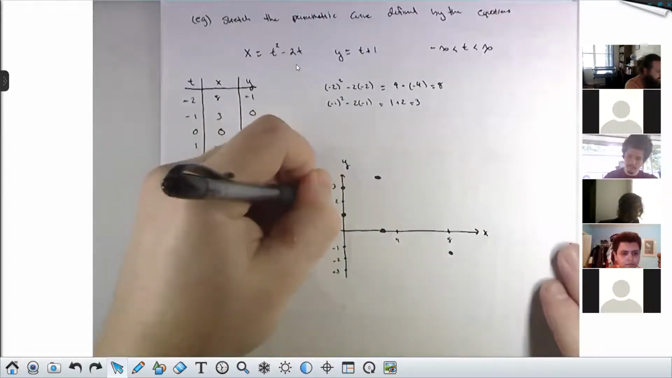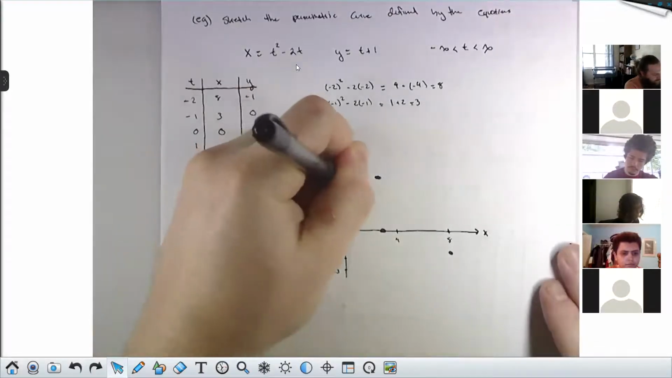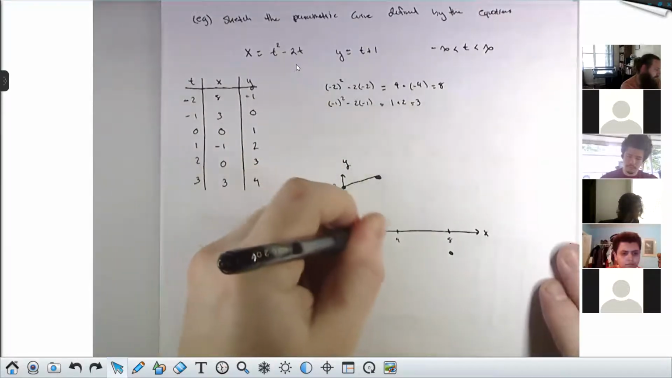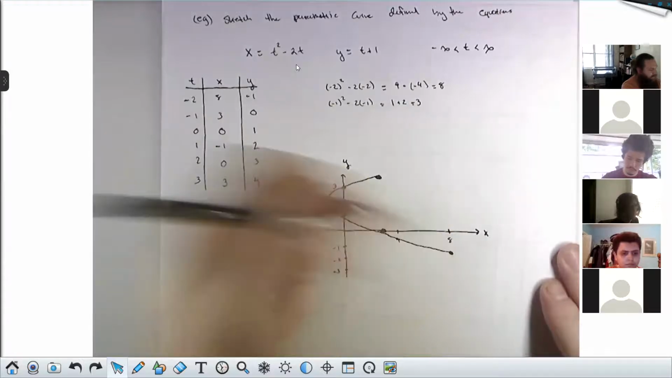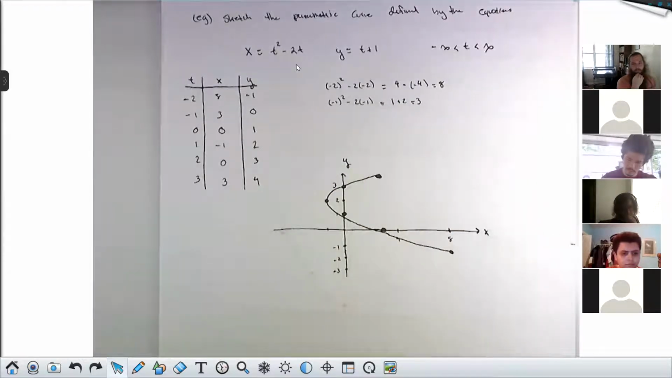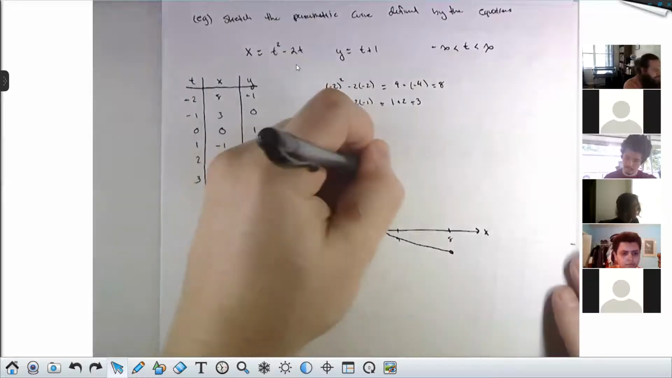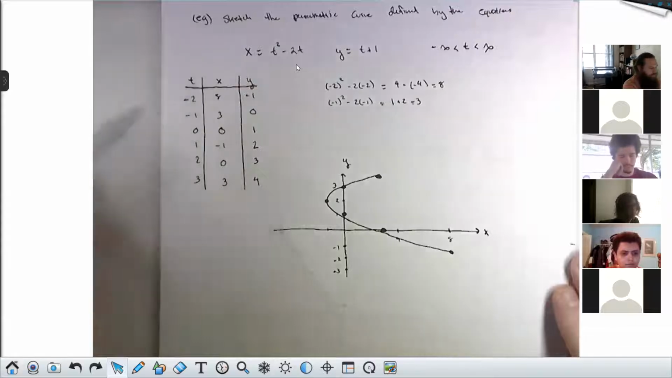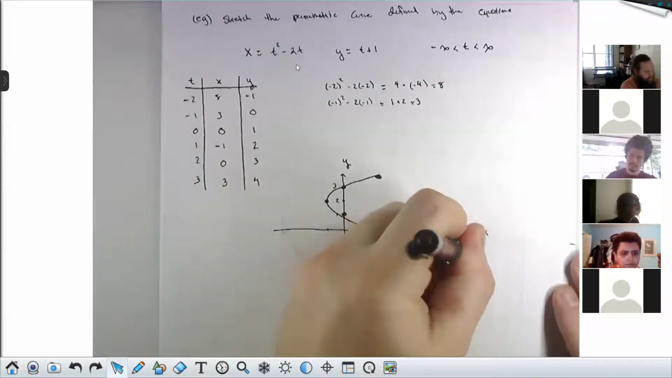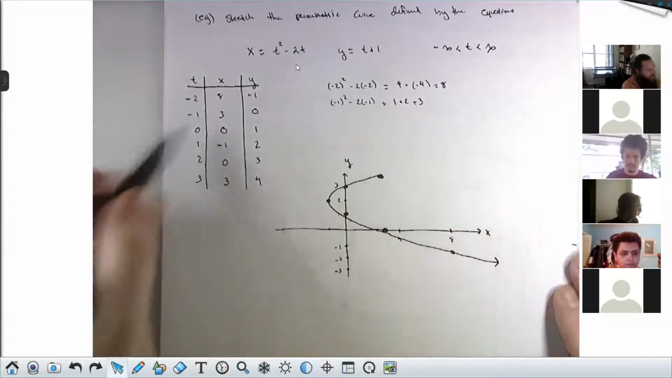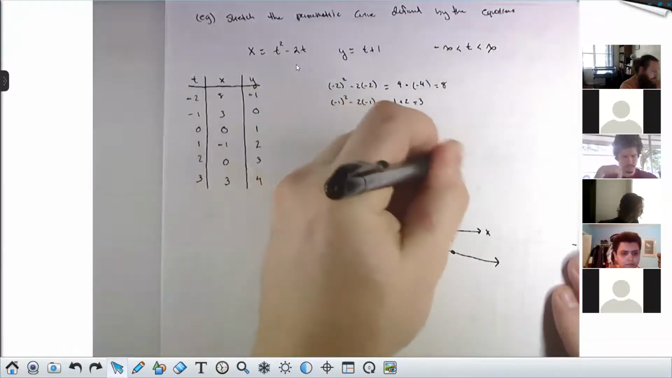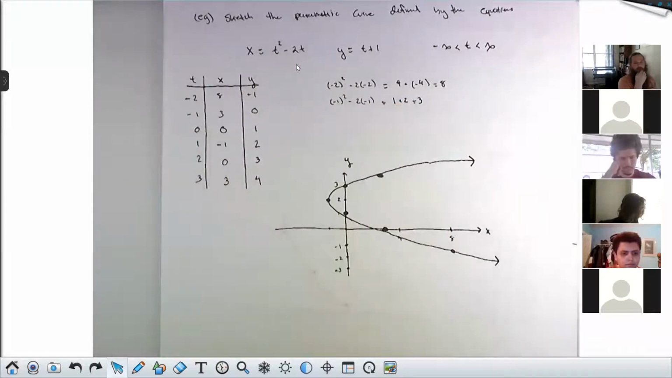And if you sketch in the curve, if you connect the dots, you see something like this. And since the t's are running from -infinity to infinity, we can see as the t's go further towards -infinity, we would be going further out here. And as the t's go further towards +infinity, we would be coming further out here. So what we have here is a sideways parabola.